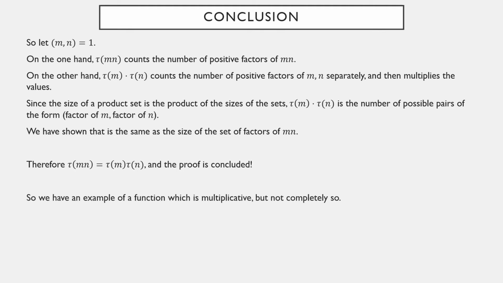So this function tau is in fact multiplicative, but not completely so. In order to state that tau distributes across a product, it's quite necessary to know that the two numbers you're inputting are relatively prime. If they are not, then tau might not distribute so.